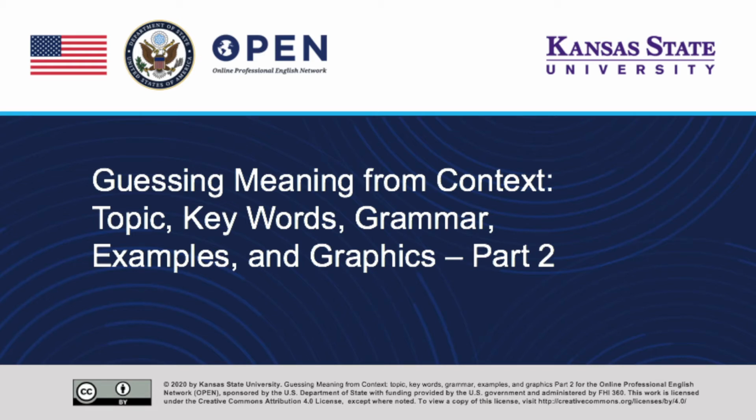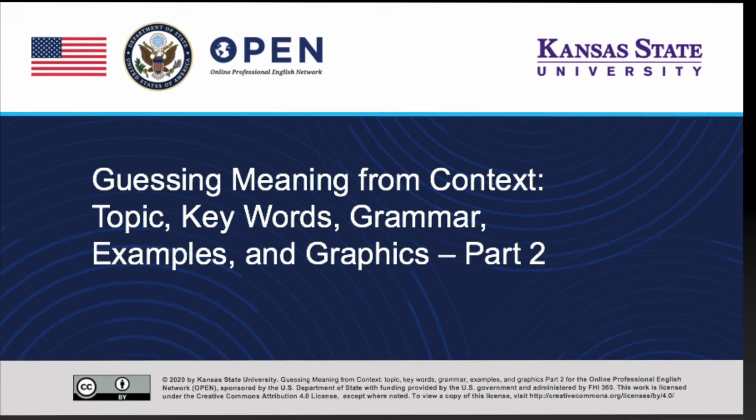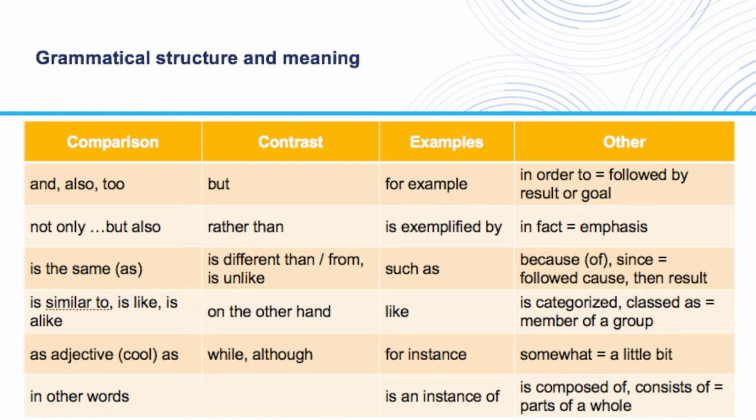This is the second part of using context to guess meaning. In a couple of the examples we have looked at, we have seen how grammar can help us with meaning. We saw that the word but will tell us that something different or the opposite is coming. There are other grammar points that can help us guess the meanings of new words.